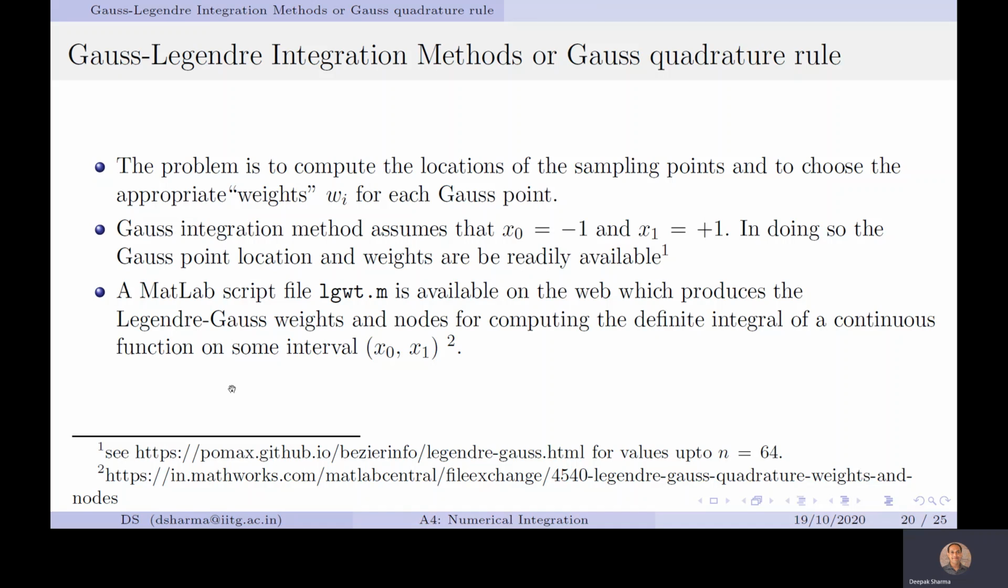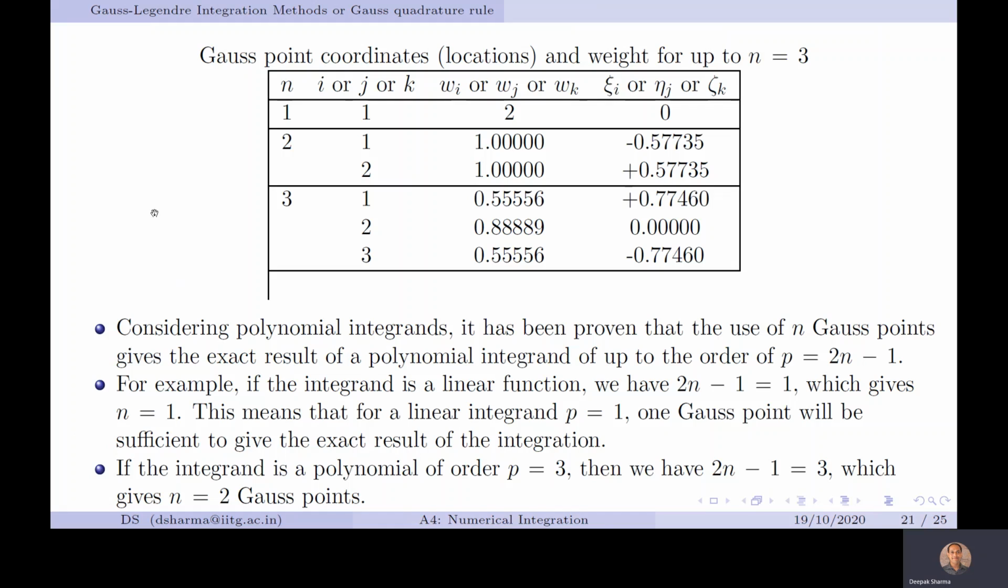So in this case, I have given you a website at the bottom, number 1. You can see that those points are given for n equal to 64 points. In case we want more, this MATLAB script is also available online. So number 2 link, you can go through it. You can download the MATLAB code and it will generate a large number of Gauss points for you. So how does this table look? For n equal to 1, 2, 3, we are going to have i, j or k, so 1, 1, 2 or 1, 3.